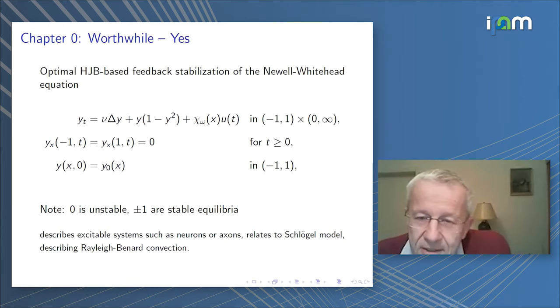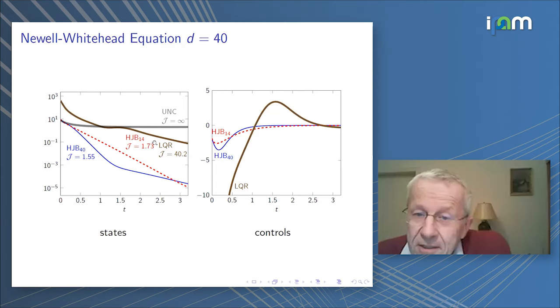So let's look at this and compare a Riccati-based optimal control after linearization at the origin and HJB controls. On the left, the gray bar shows you the uncontrolled state. It doesn't go to zero as we wish, it rather goes to one, which is stable. So of course, uncontrolled.